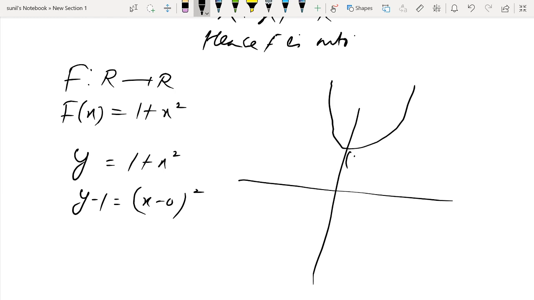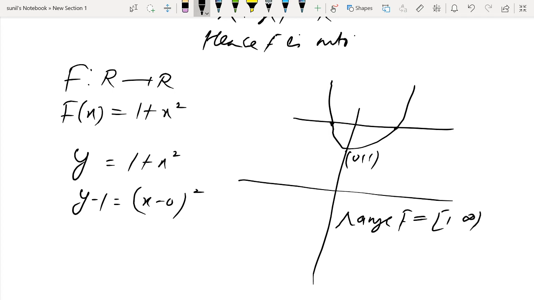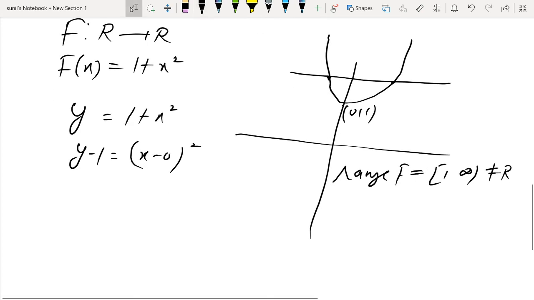I can say that it is an upward parabola whose vertex is at (0, 1). Now from the graph itself, it is cutting at 2 points. By horizontal line test, it is not 1-1. And from the graph itself, you can say the range of f is 1 to infinity, which is not equal to R. So this is the geometrical version, but algebraically you should have a counter example.